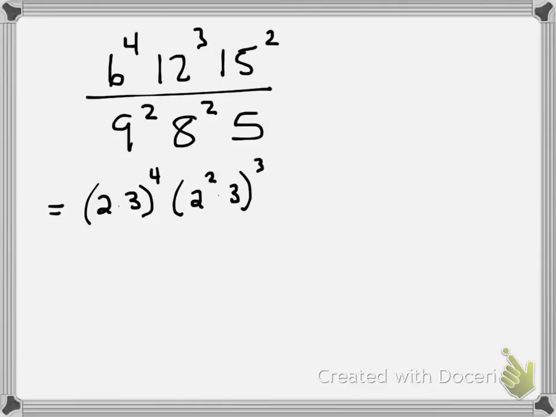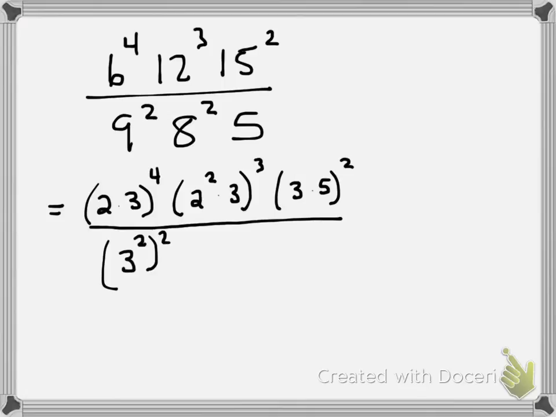And I'm going to take that to the third power. 12 is 4 times 3, so you can see that I have that there. 15 is 3 times 5, and I'm going to take that to the second power. Now, 9 is 3 squared to the second power. Okay, this 3 squared takes care of 9, and the squared on the outside of the parentheses is my exponent. 8 is 2 cubed to the second power, and 5 is just 5.